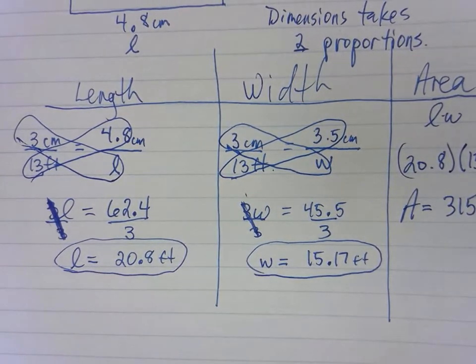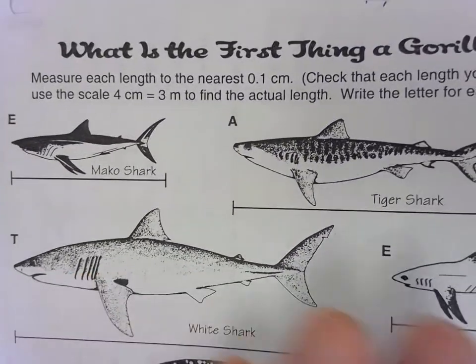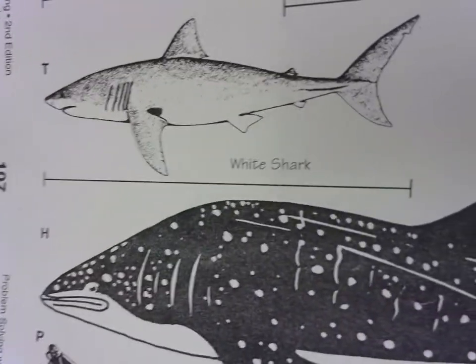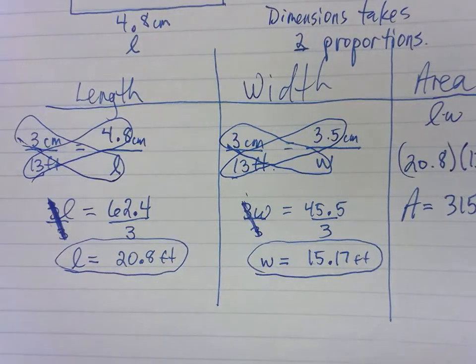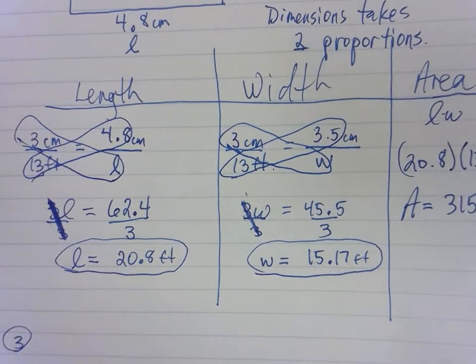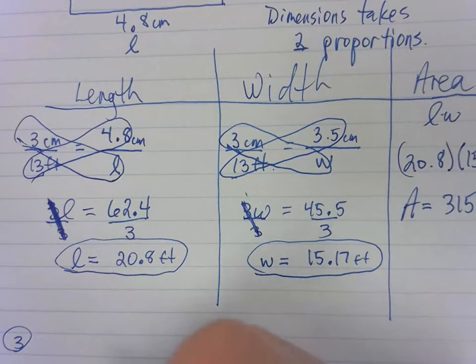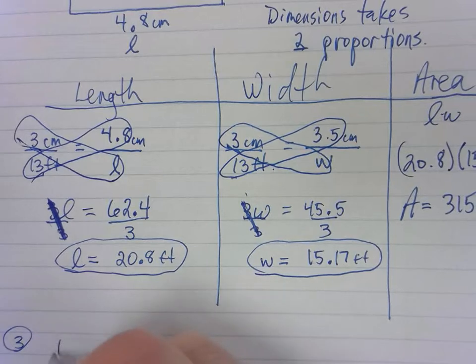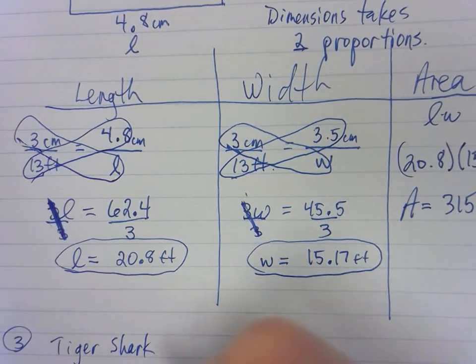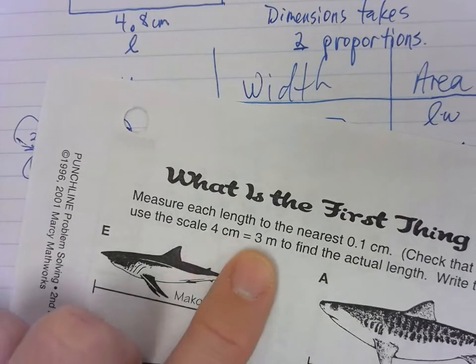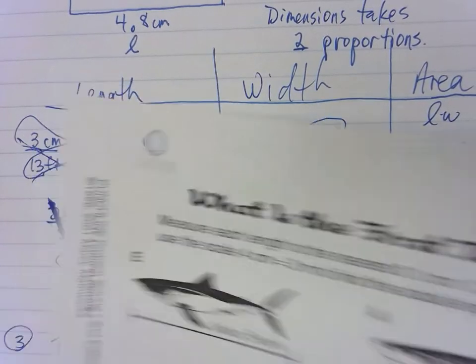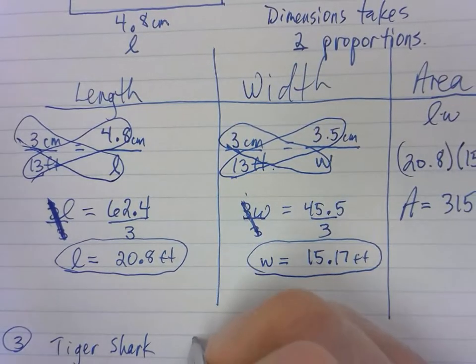All right, so let's just pretend this time we're going to do one of these shark questions. Let's say we've got these different little sharks you're going to measure out. I'm just going to make one up. For this one real fast to finish up, let's say we're doing a tiger shark. On this particular page, it says that the scale is 4 centimeters equals 3 meters. You can see it right there.